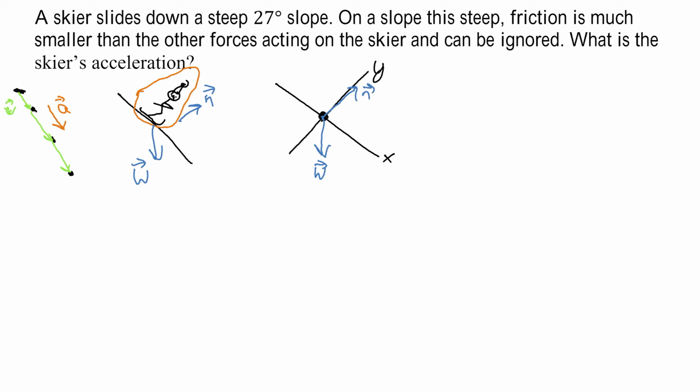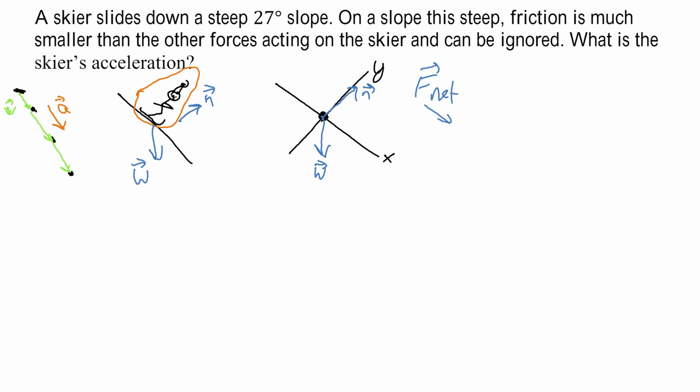Okay, and what else should I draw on here? I'm not done with my free body diagram yet. F net is directed which way? Down the slope. We know that it's directed that way because of the acceleration vector here that we drew. So F net is directed down the slope.